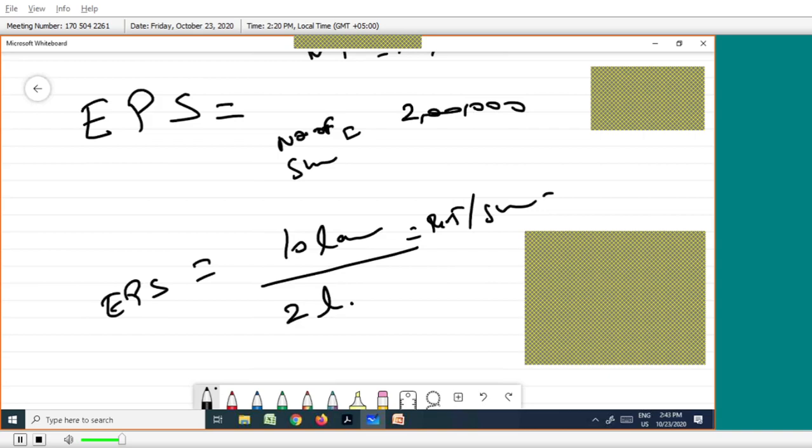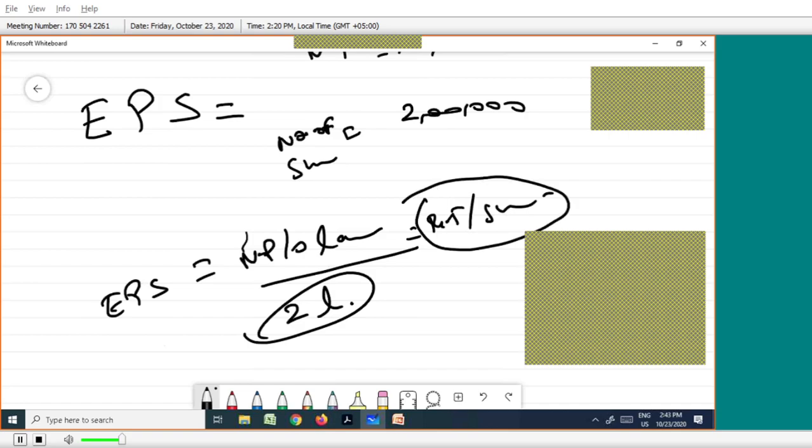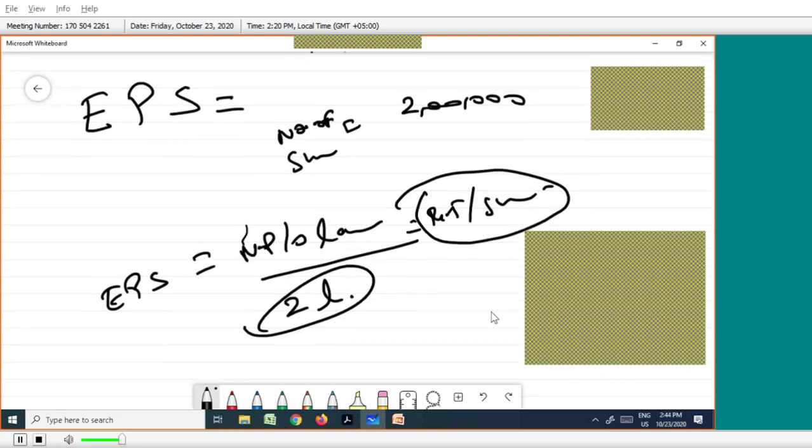My EPS, earnings per share, is 5 rupees. How? 10 lakh is my profit, and the number of shares is 2 lakh. So 10 lakh divided by 2 lakh equals 5 rupees per share, which means one shareholder is earning 5 rupees in that company.